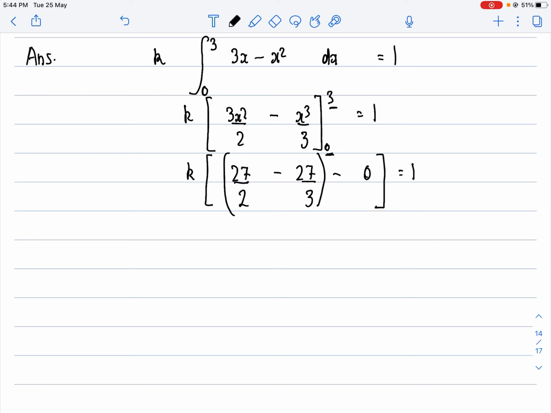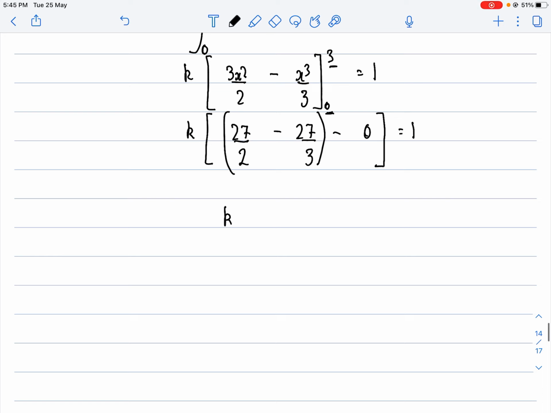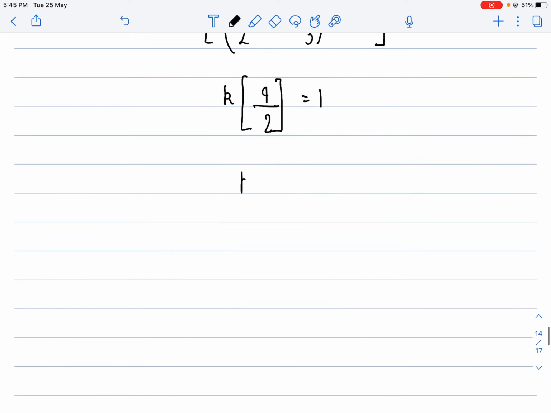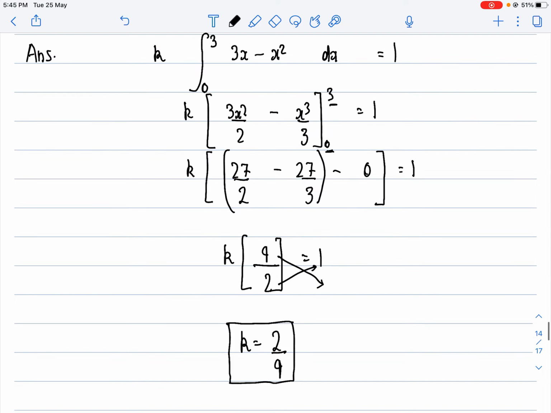So now I can simply use my calci for this. 27 by 2 minus 27 by 3. When I do this on the calci, I simply get k into 9 over 2, equals 1. So I can simply write my k as 2 over 9, because when it cross multiplies, I get 2 over 9, which is what I needed to prove.